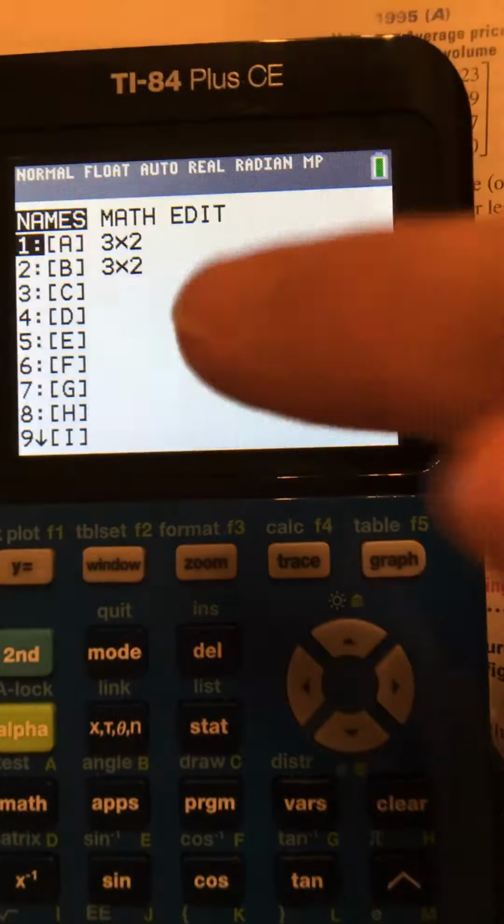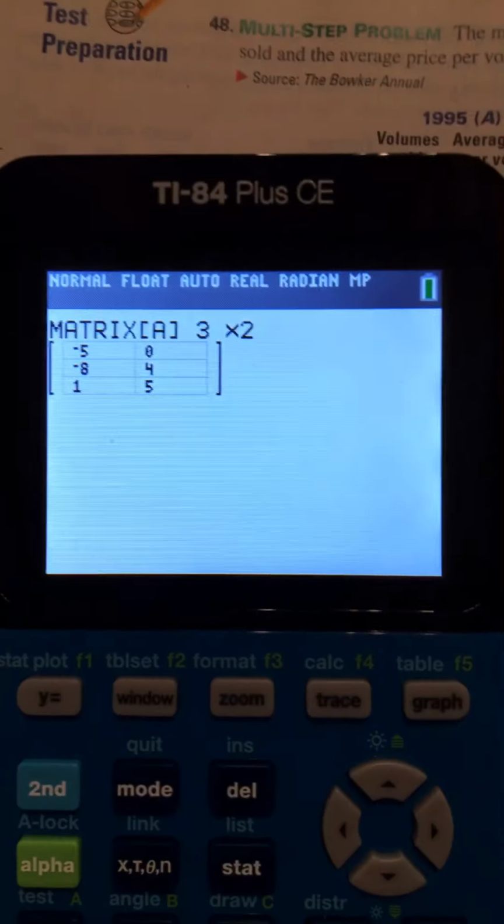So first we go over to edit by using our arrow keys. And we're going to edit the first one first. So the A first, I'm going to hit enter to select it. And this is a 3 by 2 matrix that's in here already, meaning it's got 3 this way and 2 that way. Well, the one we're supposed to put in our book is 4 across and 2 down. So those are called columns and rows.